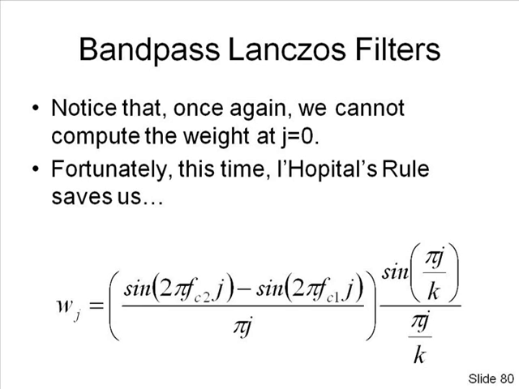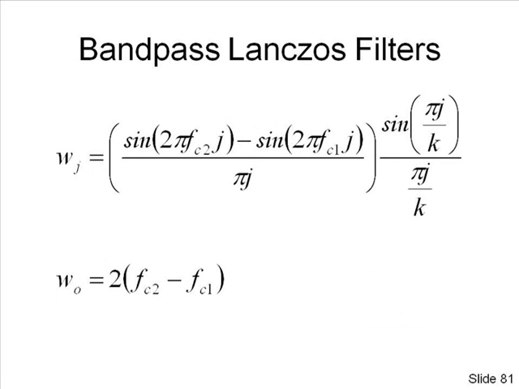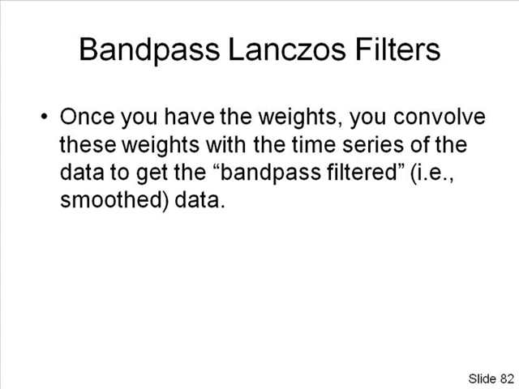That's a stunt that you learned back in Calc 1, I believe. But as it happens, L'Hopital's rule does apply here, and if you use L'Hopital's rule, you find out that at W0, the value is actually quite simple. It's just 2 times the difference between the two cutoff frequencies. Anyway, once you have these weights, you just convolve these weights against the data just like you did for the low-pass filter, and you'll have bandpass filtered data, and we'll have some videos demonstrating how that's all done for you.